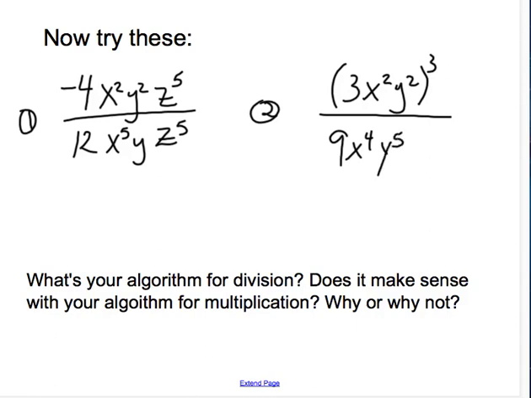For this second one, I'm going to ask you to remember PEMDAS. That's going to come in handy as you solve this one. Go ahead and try those two. Then think about your algorithm for division. Write it below, and does it make sense with the algorithm for multiplication? Why or why not?